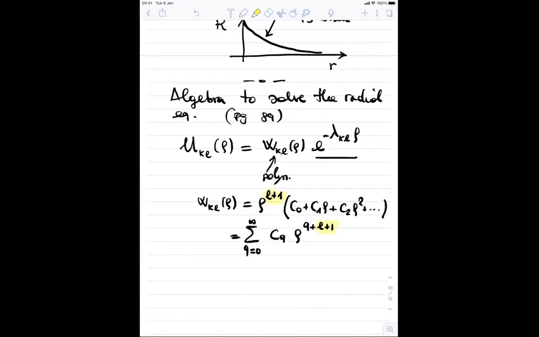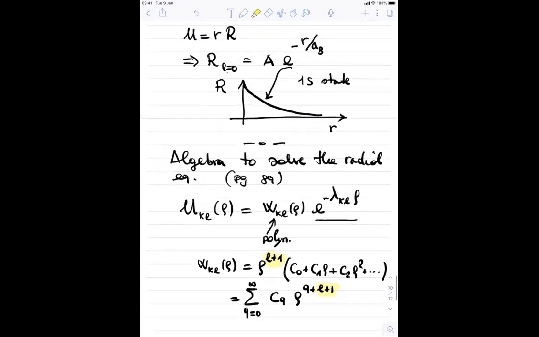Is it clear? This is my ansatz. Okay, so I write now a much more flexible ansatz, which is my guess. The guess is now parameterized by an infinite number of constants, which I don't know, C0, C1, C2, and this lambda there, which I don't know.